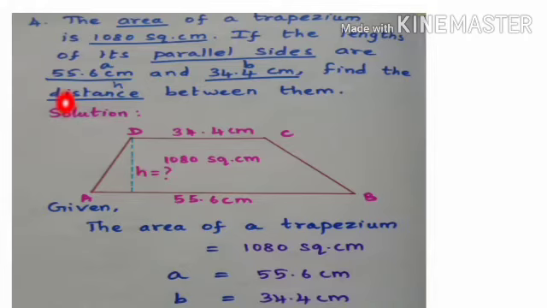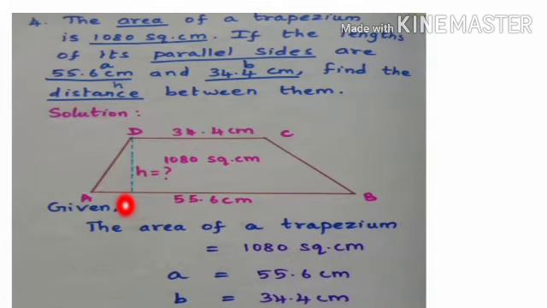Students, already we have seen the same type of problem, so try to answer along with me. The area of the trapezium is 1080 square centimeter. If the lengths of its parallel sides, that is a and b, are 55.6 centimeter and 34.4 centimeter, here we have to find the distance between the parallel sides, the height of the trapezium.